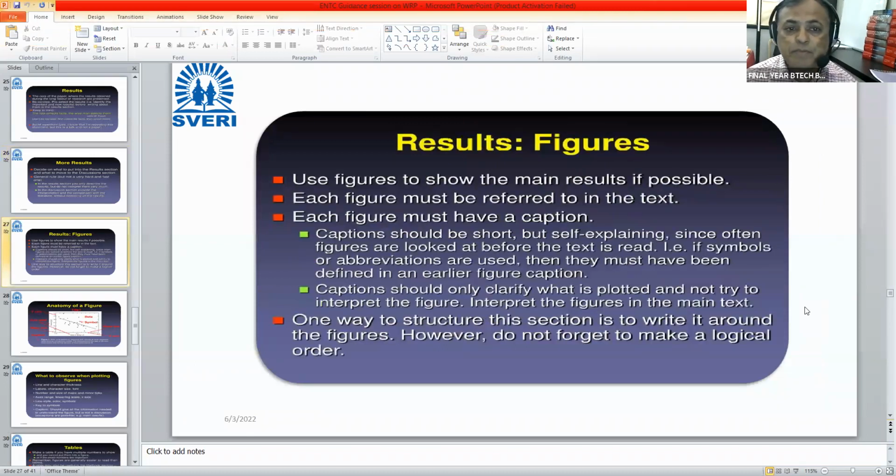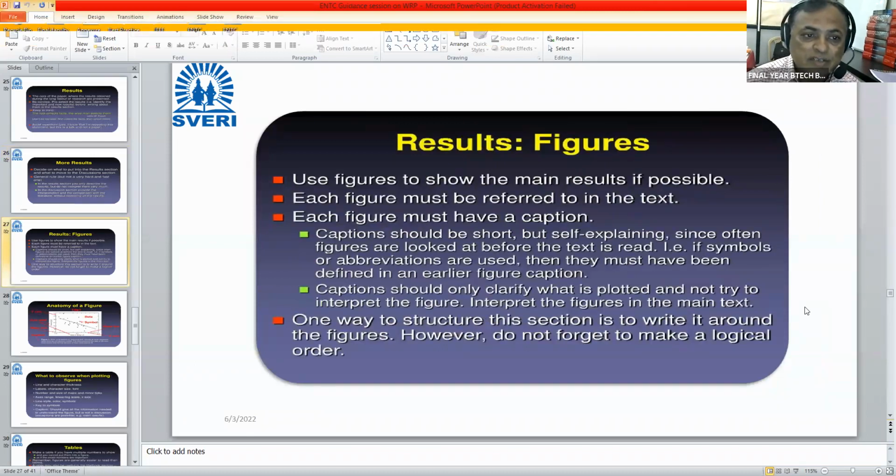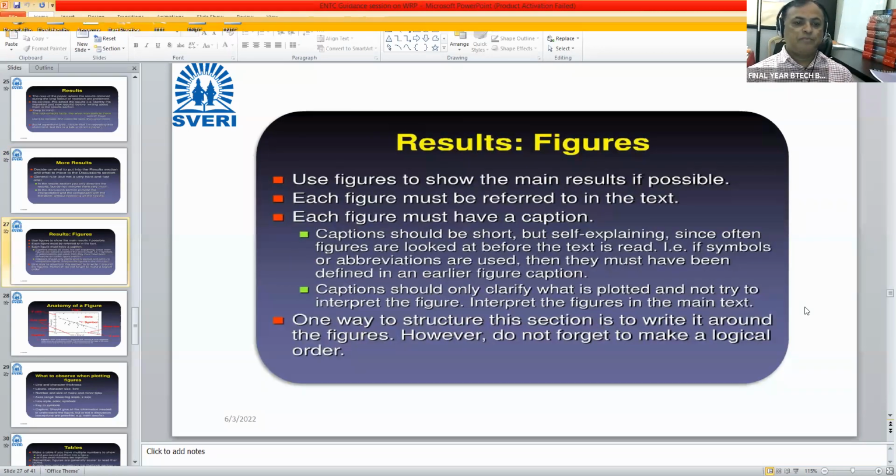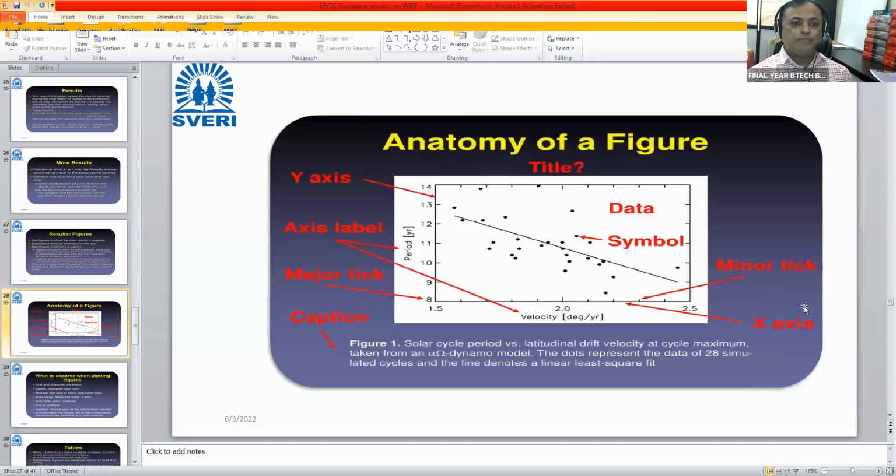Figures are very, very important as far as results are concerned. So use figures to show the main results if possible. Each figure must be referred to in the text. Each figure must have a caption. One way to structure this section is to write it around the figures. However, do not forget to make a logical order of the figures also. So कोई भी figure किधर भी मत डालो.